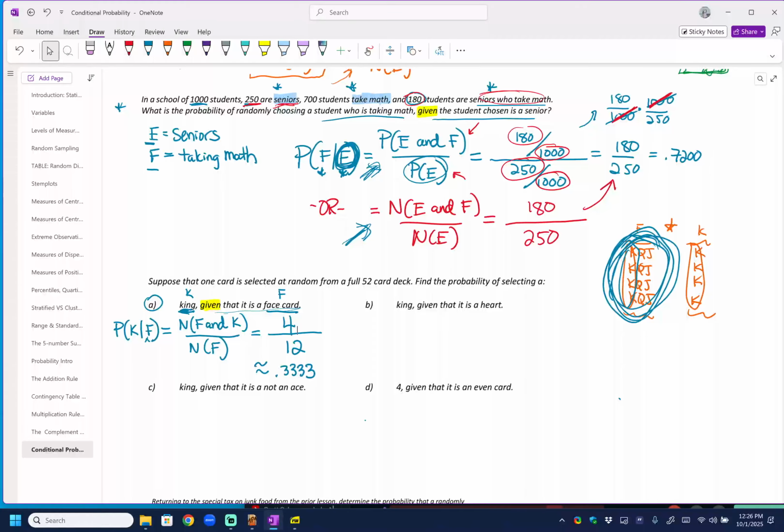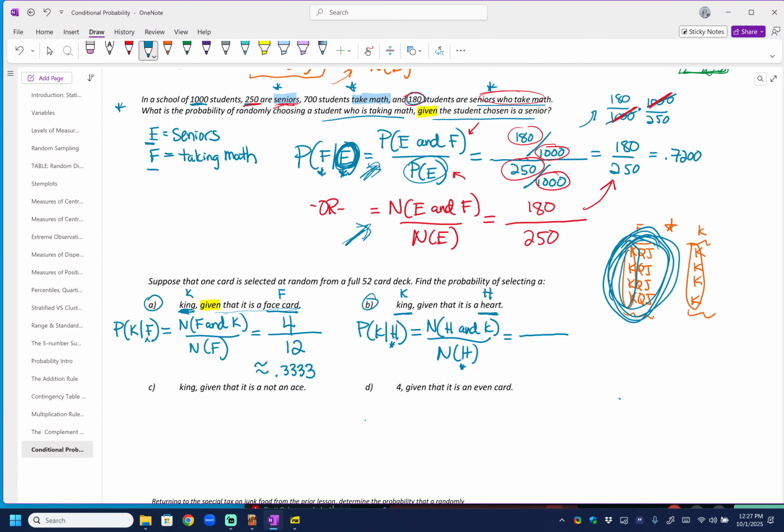Okay, so again, 52 card deck. What's the probability of a king, we'll call K, given that it is a heart? Okay, so that's a little different. We'll call that H. So we'll do probability of K given H. So that's going to be equal to the number of hearts and kings, the joint probability together, over the number of hearts. So remember again, whatever is in the given condition is also going to be in the denominator of our statement.